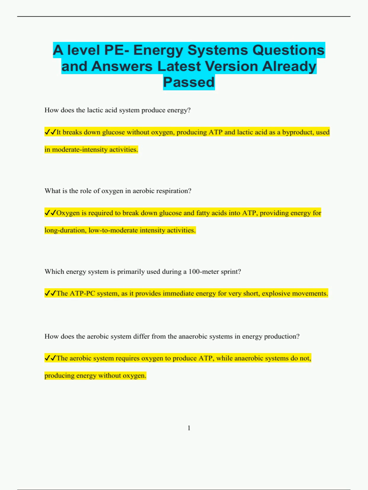A-level PE, energy systems questions and answers. How does the lactic acid system produce energy? It breaks down glucose without oxygen, producing ATP and lactic acid as a byproduct. Used in moderate to high intensity activities.